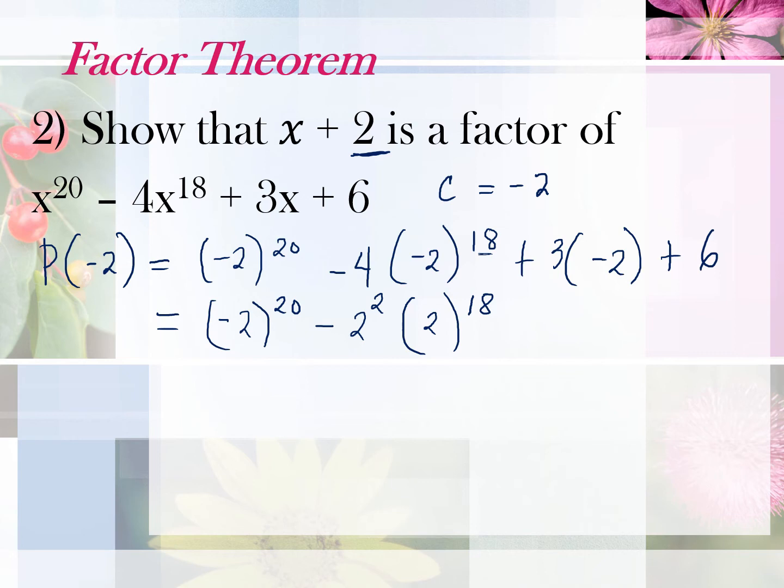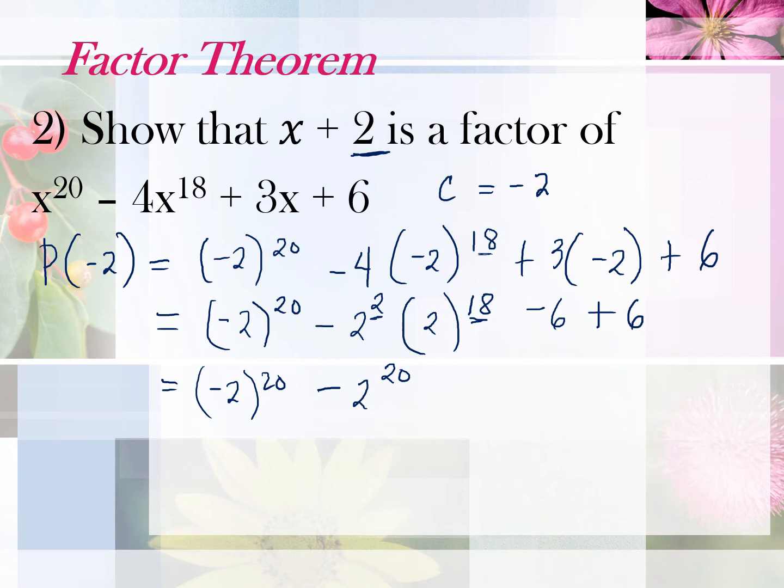Then, simplify natin to. 3 times negative 2 ay negative 6. Then, bring down natin si positive 6. Then, next, copy ulit si negative 2 raised to 20. Tapos, this time, pwede natin i-add yung exponent ng 2 raised to 2 tsaka 2 raised to 18. So, 2 plus 18. Pwede i-add kasi multiplication naman siya. So, magiging 2 raised to 20. Then, negative 6 plus 6, that is equal to 0 na.